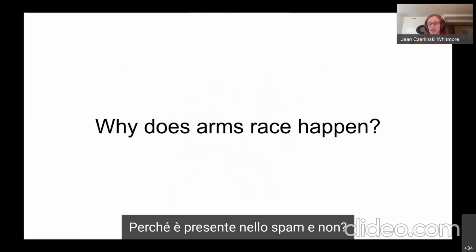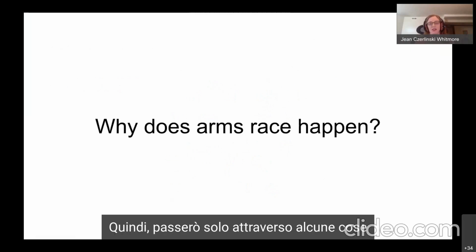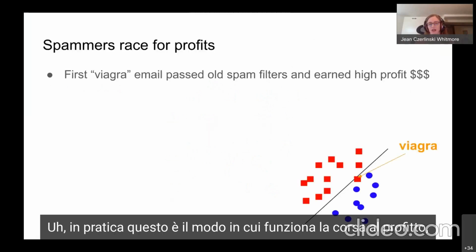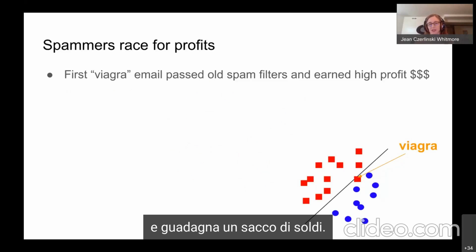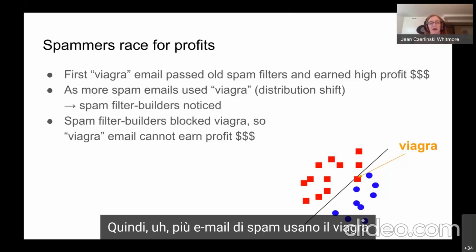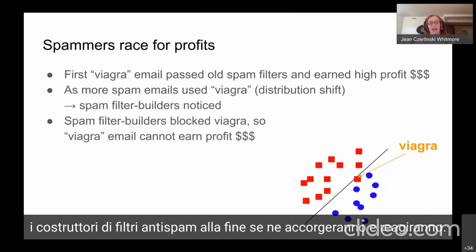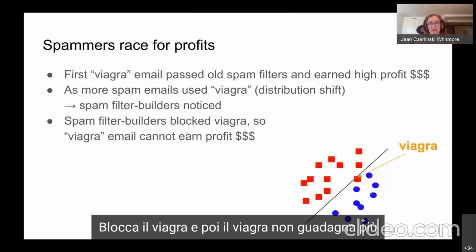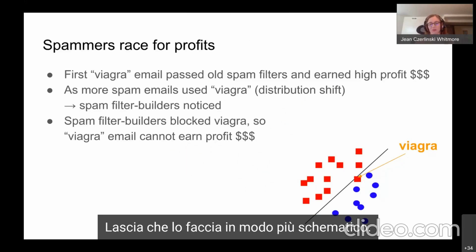Why does this arms race happen, though? Why is it there in spam and not, let's say, in the cat and dog classification? So I'm just going to walk through some things. Basically, how the race for profit works. The first Viagra email passes those old spam filters and earns a bunch of money. Then more spam emails use Viagra, so this is a shift in the distribution. And then the spam filter builders will notice eventually and react, block Viagra, and then Viagra no longer earns profits. And so we have to move forward.